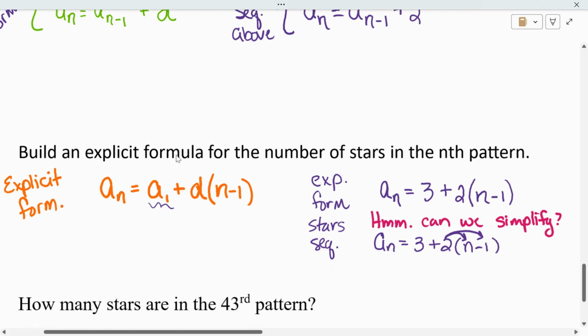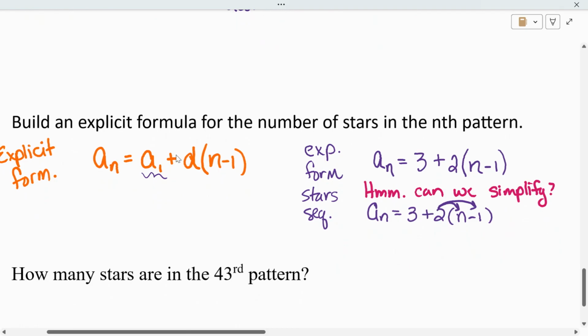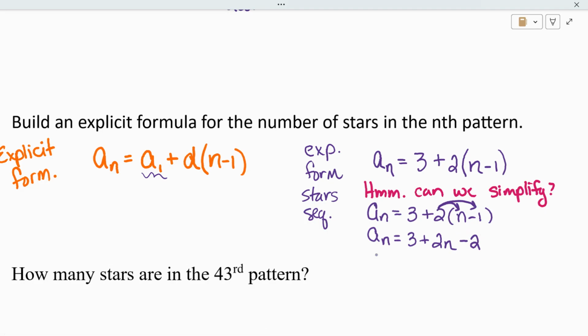I want to see if we can simplify this and see if you recognize the type of equation that you end up with. So let's see. A sub n equals 3 plus, what is 2 times n? 2n. And what is 2 times negative 1? Negative 2. Thank you, Tim. Tim, do you see that you can combine 3 minus 2? So really, a sub n equals 2n plus 3 minus 2, which is 1.